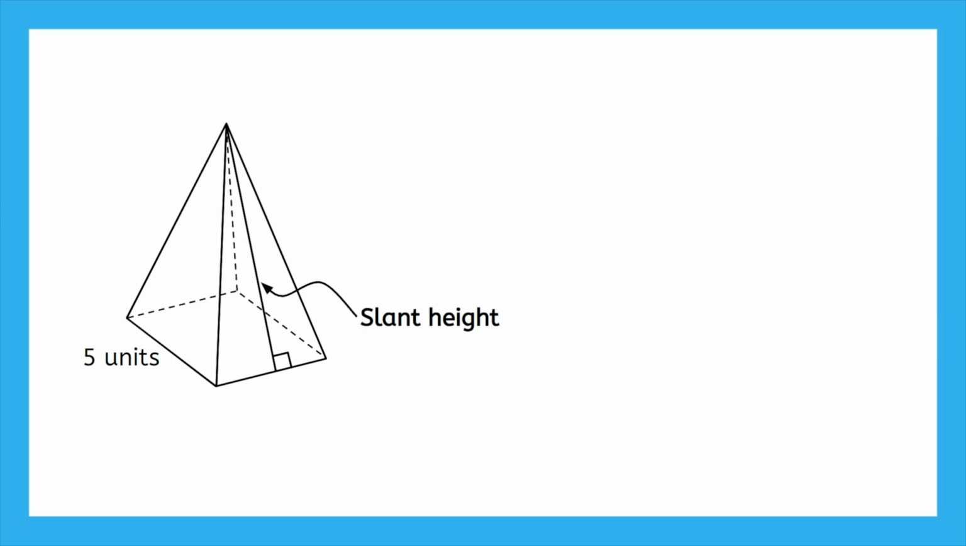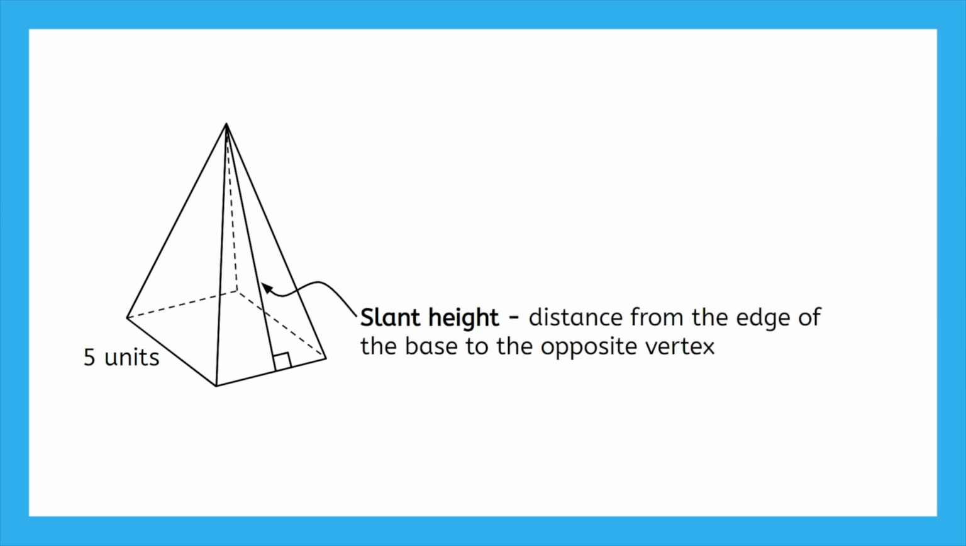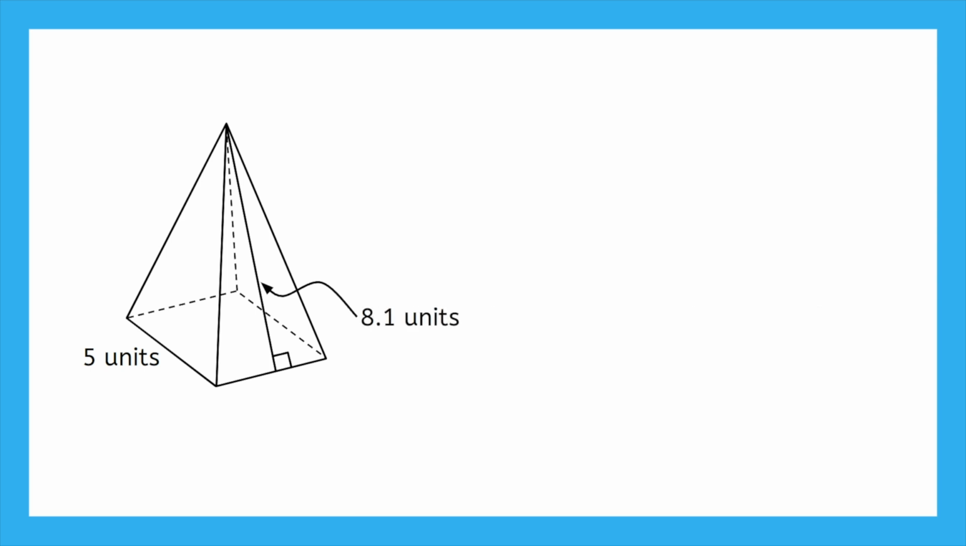It's called the slant height. The slant height is the distance from the edge of the base to the opposite vertex. It also forms a right angle with the edge of the base. The slant height of this pyramid is 8.1 units, which will be used as the height of each triangular face.